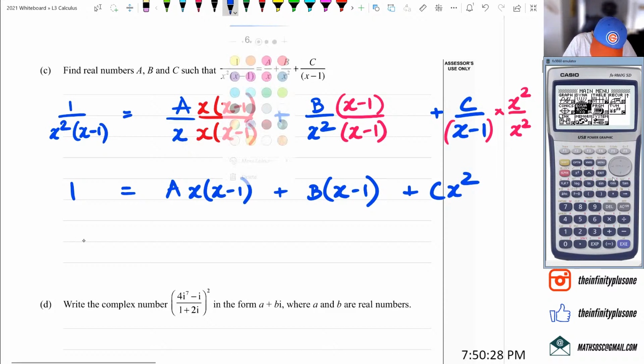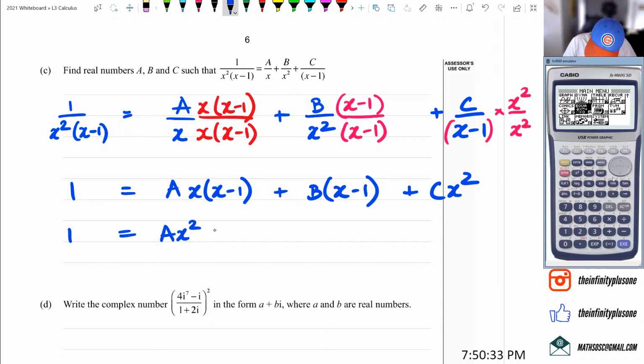Now we need to expand the brackets. So we're going to get ax squared minus ax plus bx minus b plus cx squared.